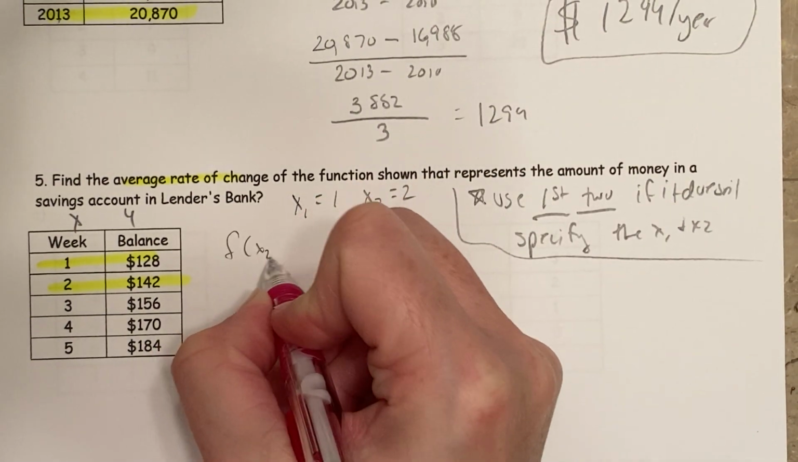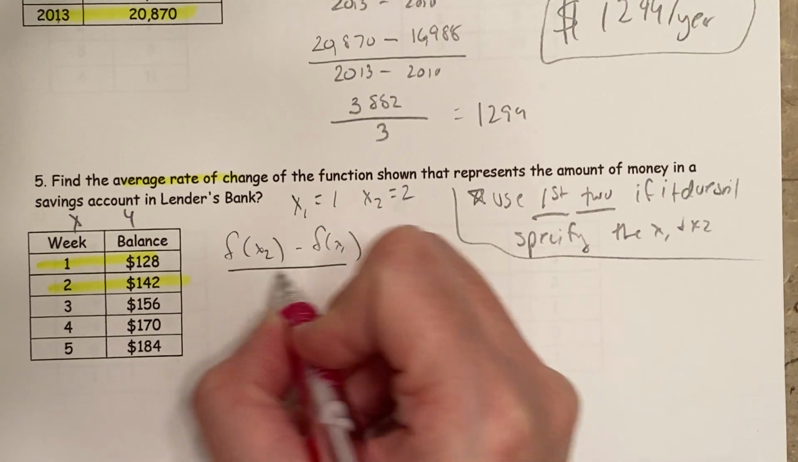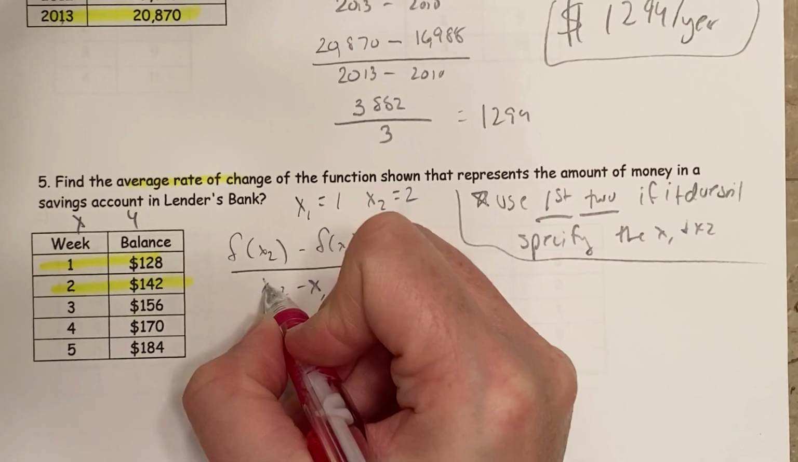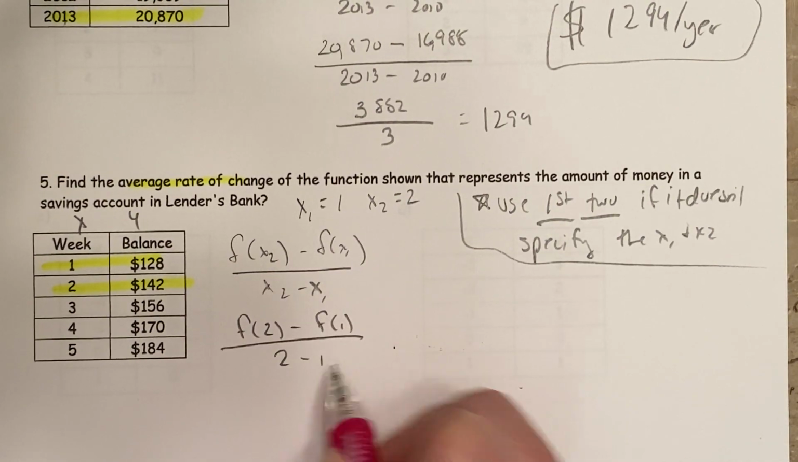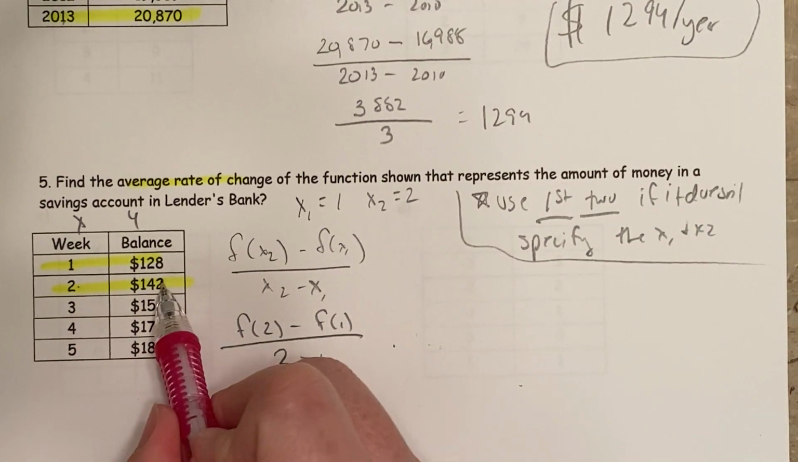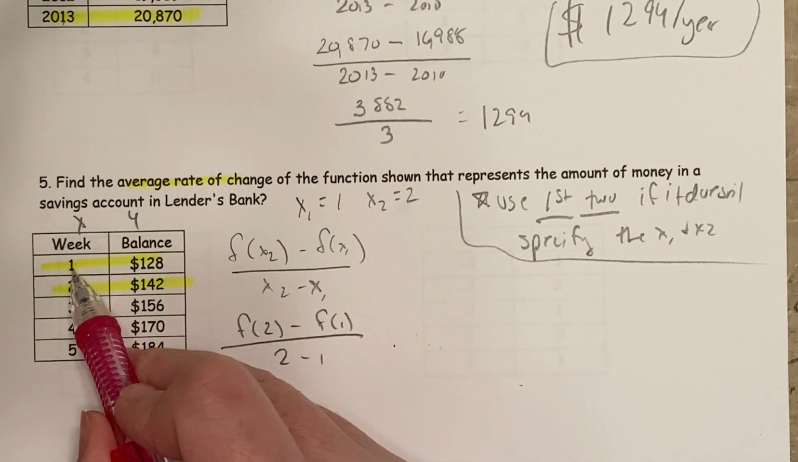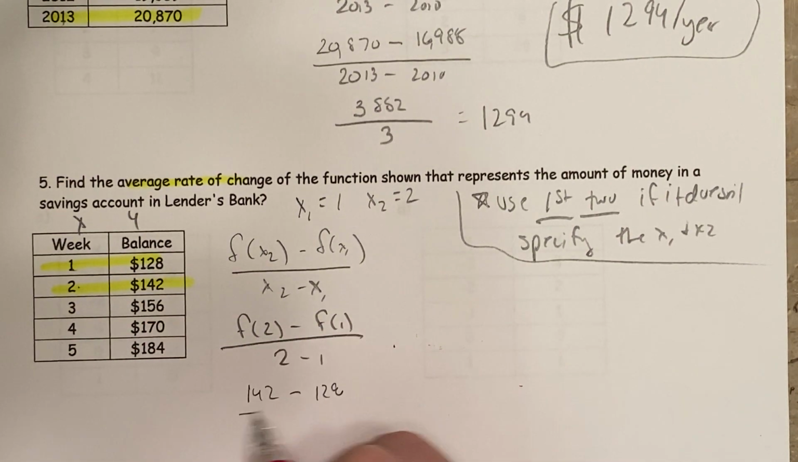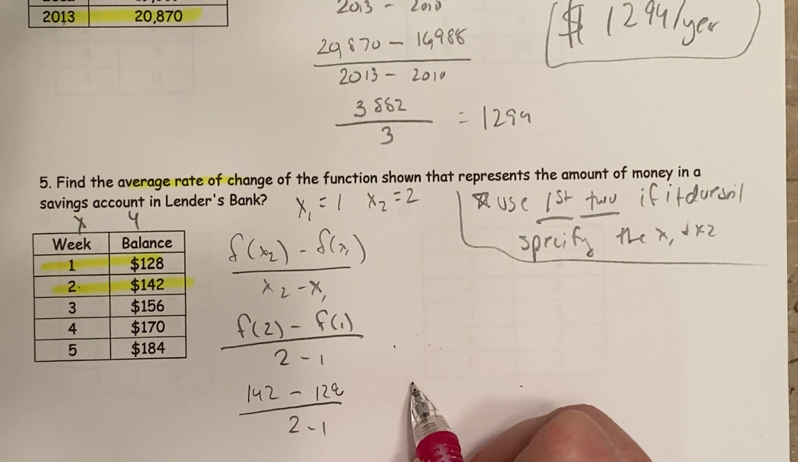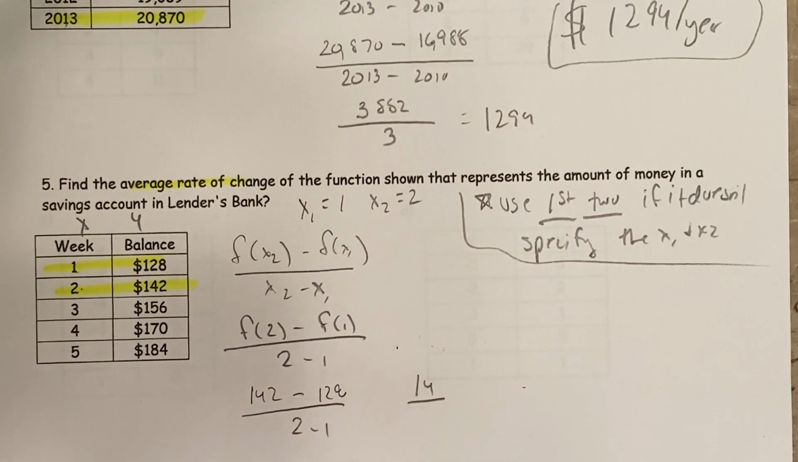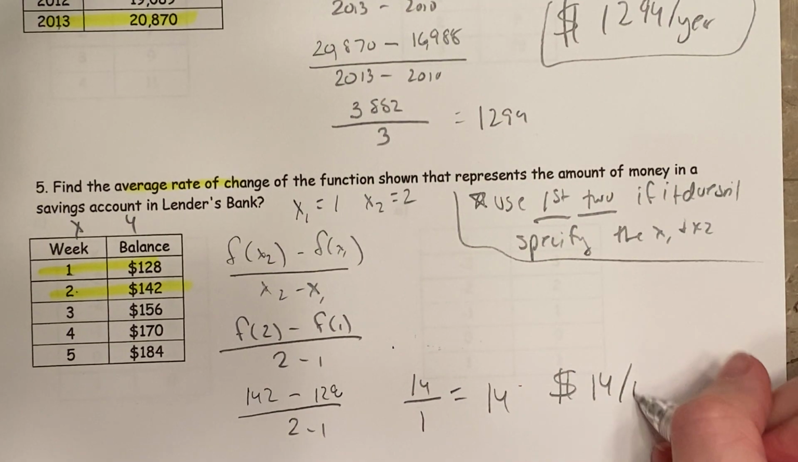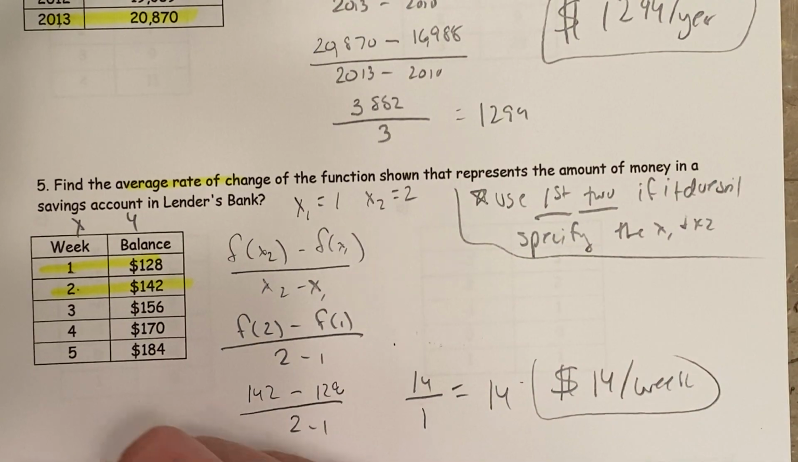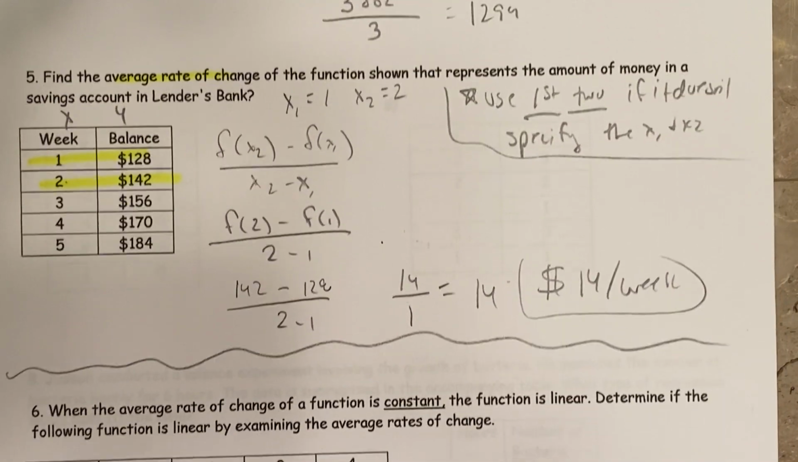So here we go. f of x2 minus f of x1 over x2 minus x1. So now we have f of 2 minus f of 1 over 2 minus 1. f of 2 is 142. f of 1 is 128. And that is 142 minus 128, 14 over 1. And that's going to be $14 per week. All right, so hopefully that was not too bad.